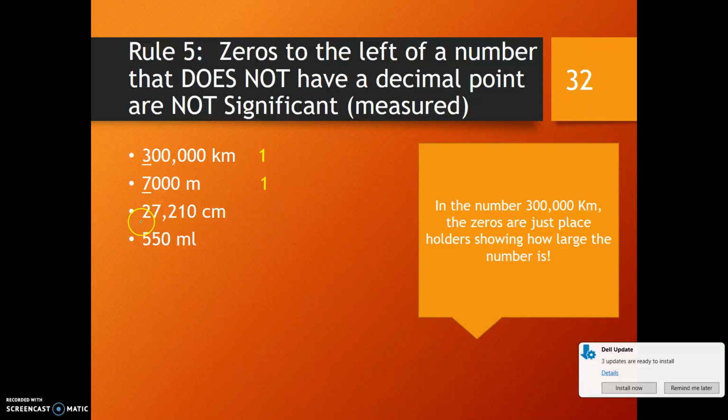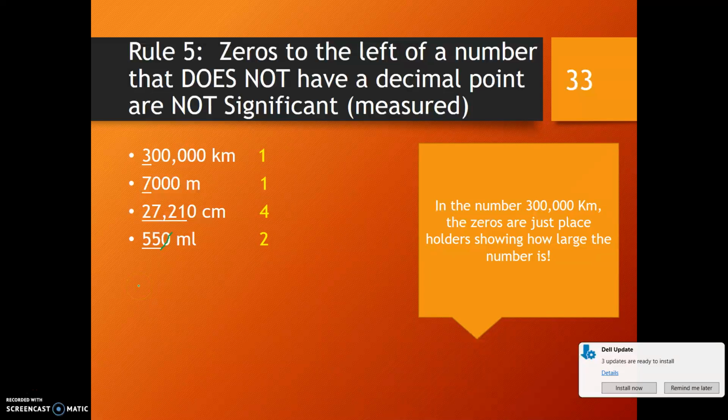Next measurement, the 2, the 7, the 2, the 1 would be measured. This one is just showing how large the number is, so it is not significant, so it would be considered to have 4 sig figs. And 550 mils, this 0 would not be considered to be measured, and so it would have 2 significant figures.